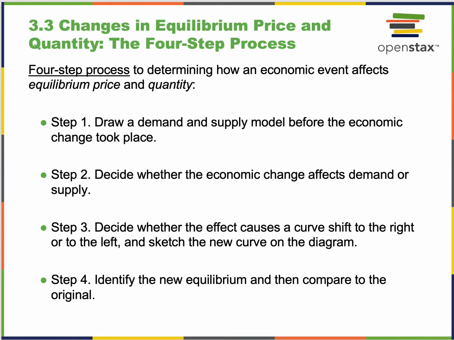What happens when we start putting this together? Demand is constant, the supply curve changes. The supply curve is constant, and the demand curve changes. Well, there's a 4-step process that we have to work through for this kind of discussion. We draw a demand and supply model before the economic change took place. Decide whether the economic change affects demand or supply, and it could affect both. Decide whether the effect causes a shift to the right or left in the new curve, be it supply or demand. Identify the new equilibrium and compare to the original.